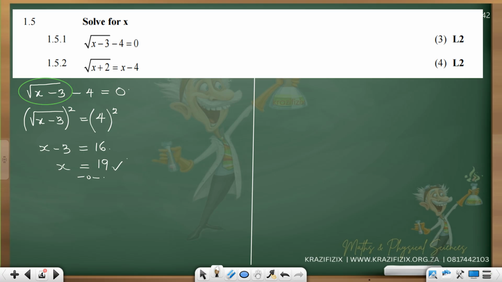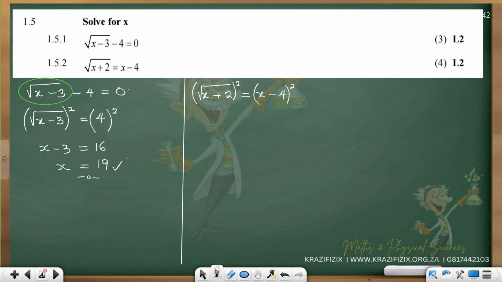I'm going to do number 2 now quickly. All right, number 2, they've already isolated the surd for us, so we don't need to isolate anymore. It has already been isolated. What do I need to do? I just need to square both sides.